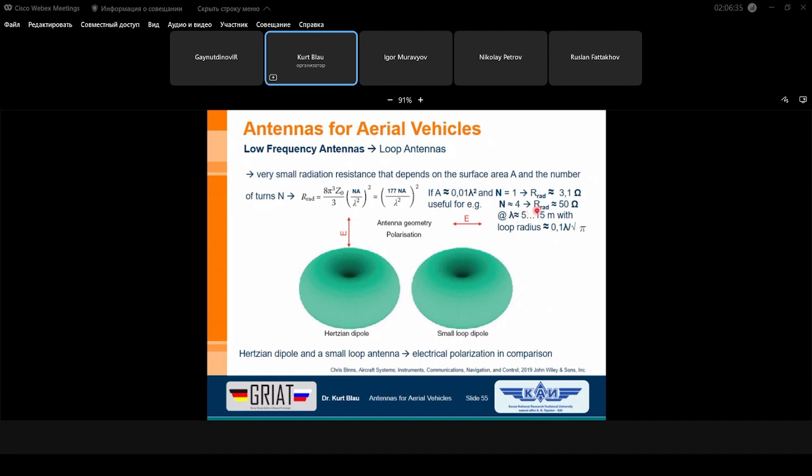And then we come in the near of the frequency of the direction finding receiver. Then we can also build a loop with a diameter, let's say, of 1 meter about, and for instance, with only 3 or 4 turns, and we can also achieve a radiation resistance of about 50 ohm. If you are interested, you can try this in your spare time.